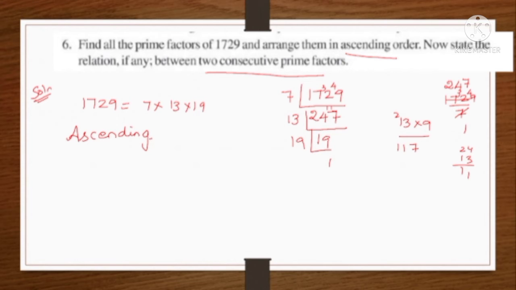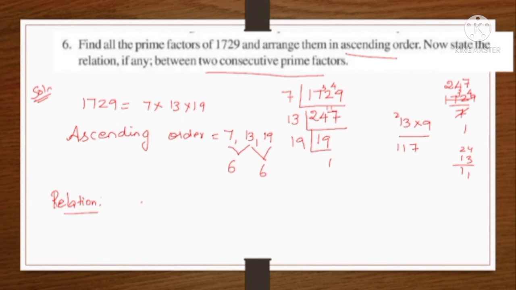So if I arrange them in ascending order, we get 7, 13, 19. And now we have to state the relation, if any, between two consecutive prime factors. Consecutive means the next. If I subtract 13 minus 7, we get 6. And similarly, if I subtract 19 minus 13, we get 6. So the difference between two consecutive. So what is the relation we had found?